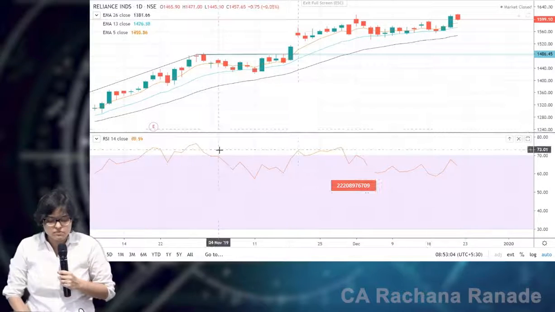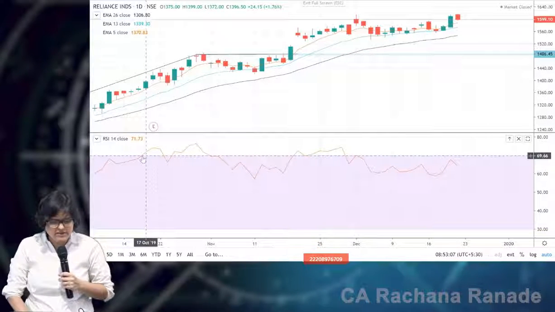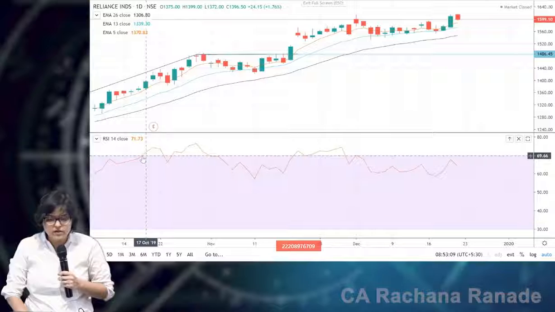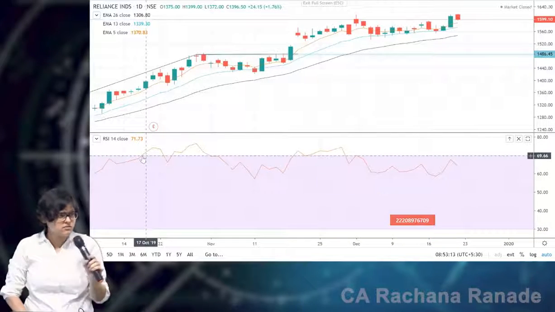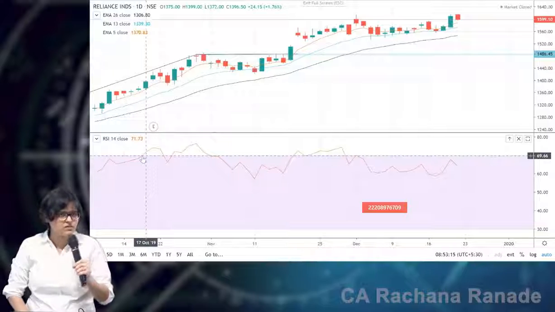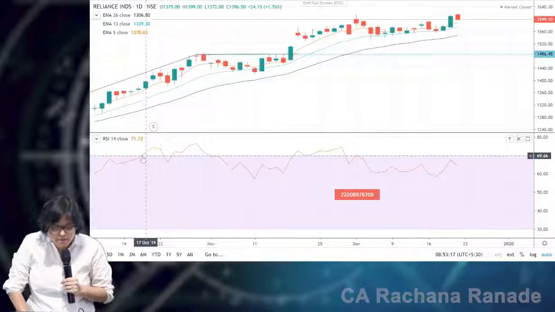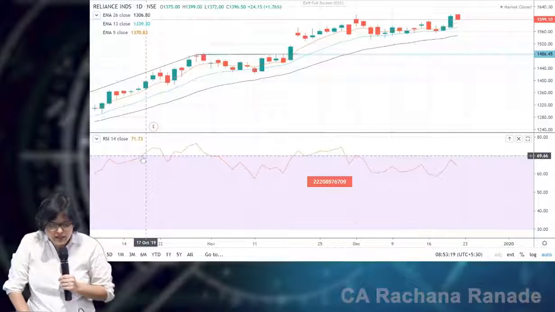So this was on 17th October, and you would have taken a short position. Can someone write it down? 17th October, just someone can note it down on a rough page. 17th October, and we have a short at 1,396.